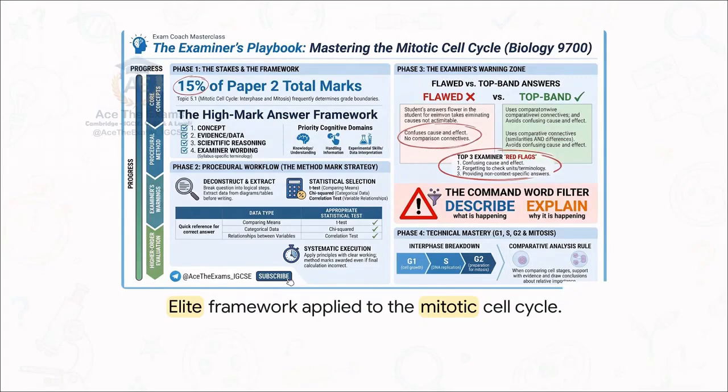Let's see this framework in action right here on screen with the mitotic cell cycle. A massive 15% of paper 2 marks are often hiding in this topic alone. Notice that warning zone on the right? Flawed answers tend to confuse cause and effect, right? But top band answers, they actively use comparative connectives and highly specific syllabus terminology to absolutely lock in those marks.